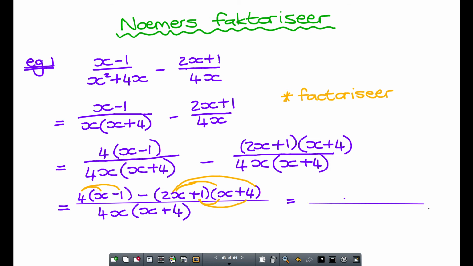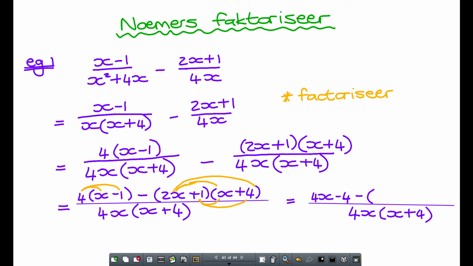Goed, so. Bottom part is going to stay 4x, x plus 4. So kom ons gaan maal gou in. Bo, 4 times x gives me 4x. 4 times minus 1, minus 4. Okay, then minus. En nou hou ek hom in hakies, because I first got to sort out FOIL. Ek wil eers gou daai gaan inmaal, daai 2 hakies met mekaar. En dan daarna moet die minus nog vir elkeen gaan ingemaal word.